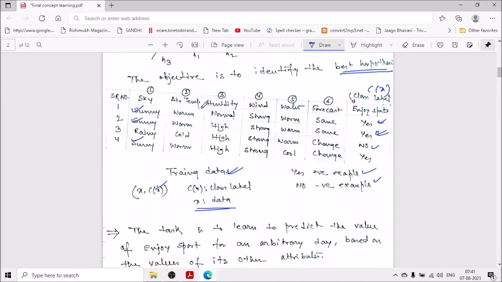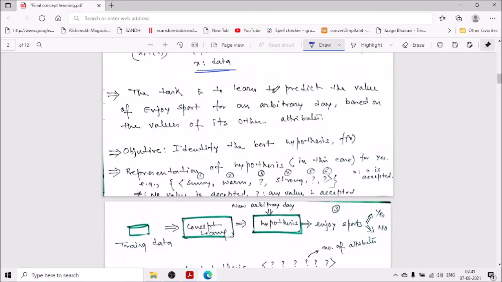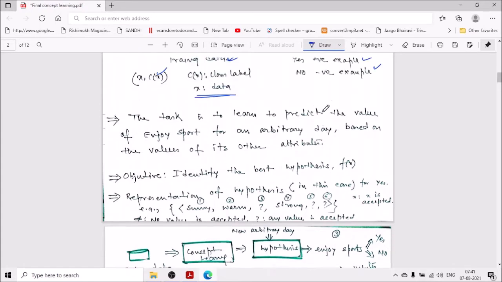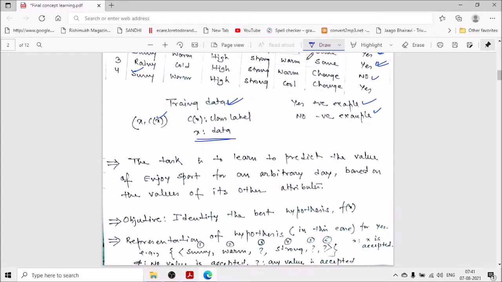Okay, so we will use this particular data set which I have taken from the Tom Mitchell book. The task is to learn to predict the value of enjoy sports for an arbitrary day based on the value of its other attributes. So our objective is what? We have training data. We have to identify a function.